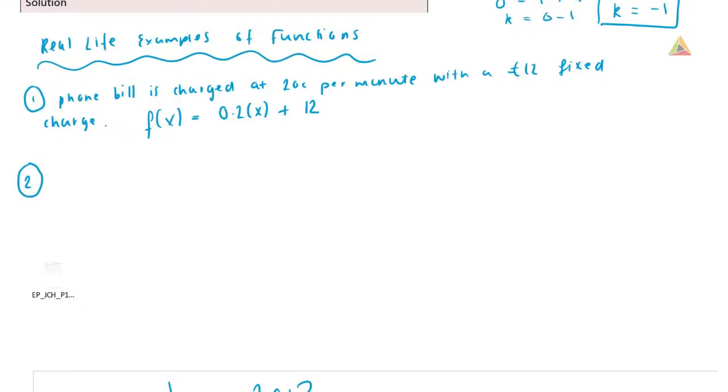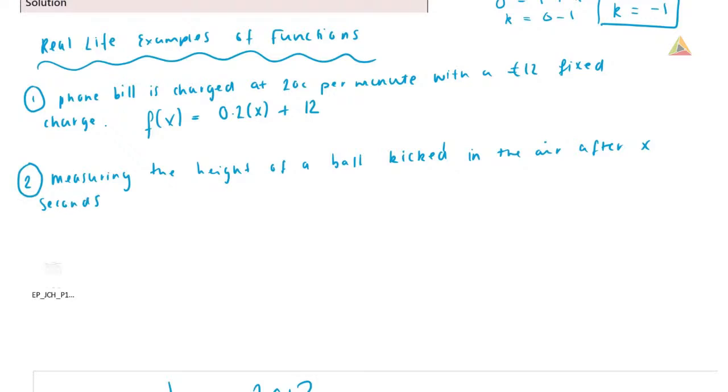Another example of a real life example of a function. So if we wanted to measure the height of a ball kicked in the air after x seconds. So measuring the height of a ball kicked in the air after x seconds. So we could use something like the g of x is equal to minus 3x squared plus 12x.